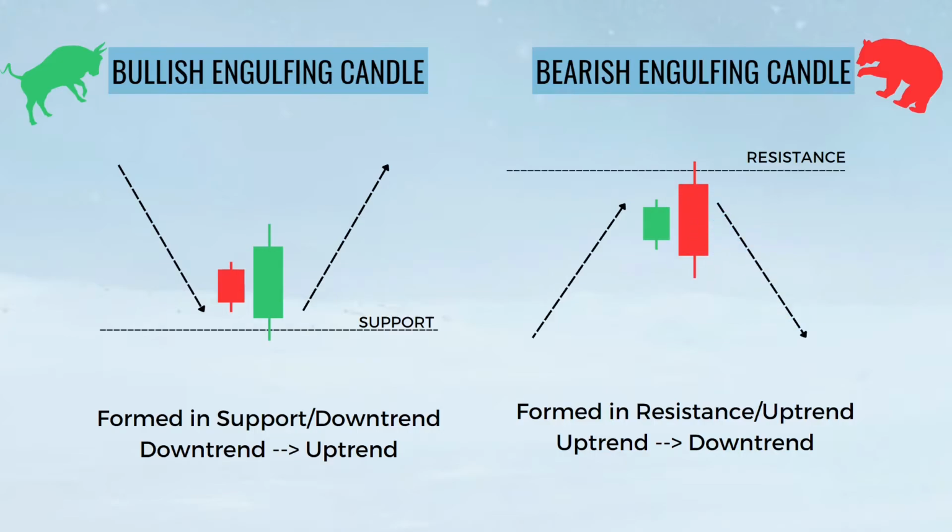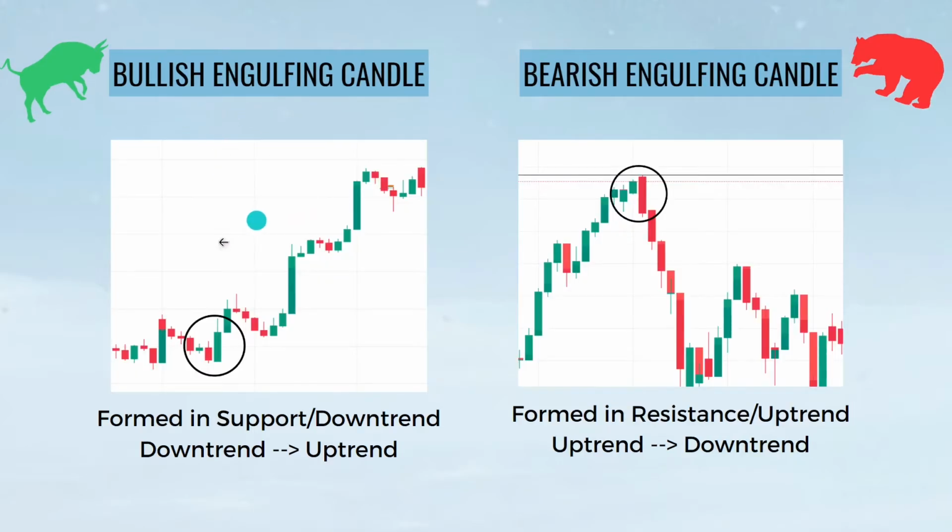Now let's see this with an example for bullish engulfing. Here this red candle is the bearish candle and the next bullish candle has overdominated the previous bearish candle. So what happened next when this is formed? The market goes to the upper side.